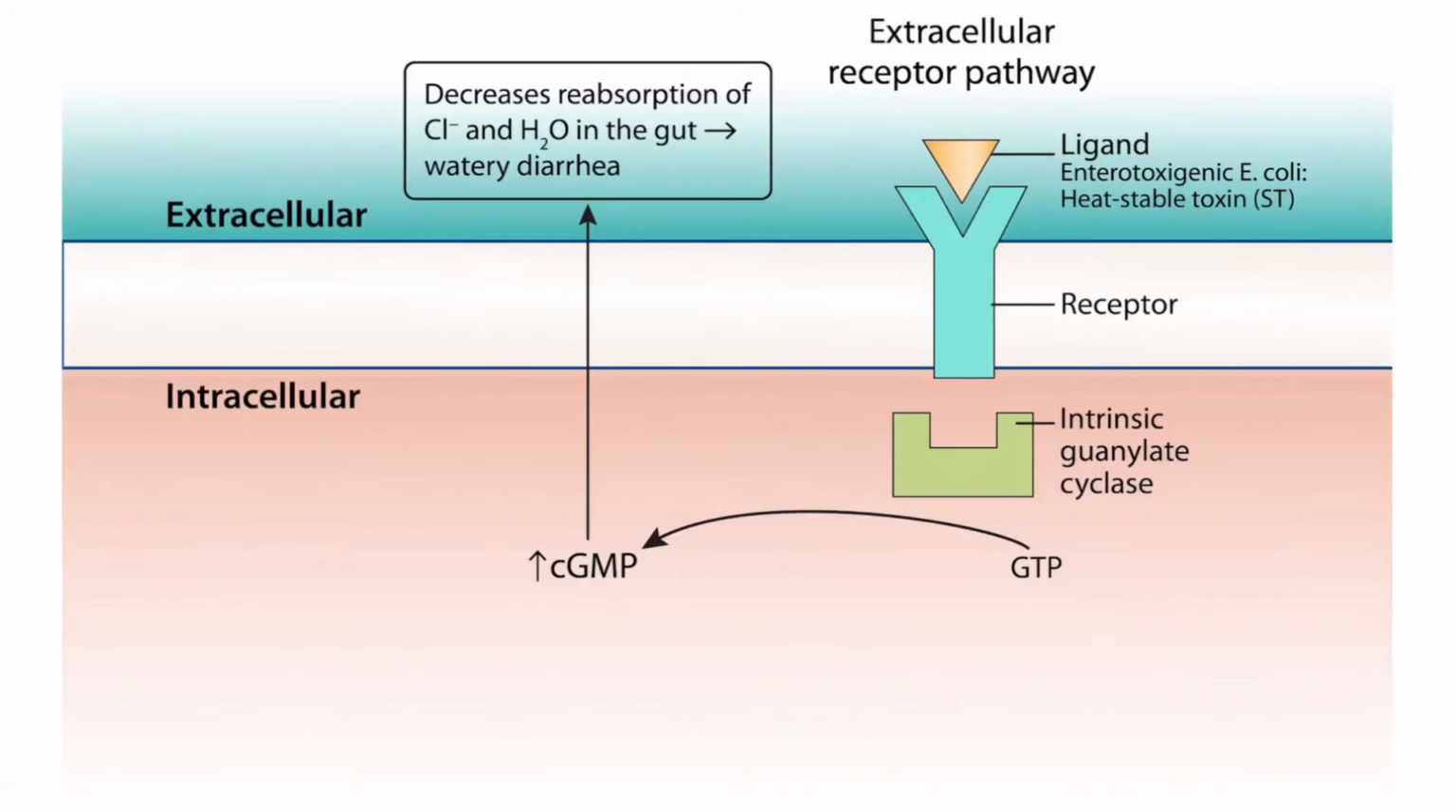This diagram describes the heat-stable toxin of enterotoxigenic E. coli, which you can see labeled over here. What happens is the heat-stable toxin will bind to this receptor on the cell membrane, acting like a ligand.